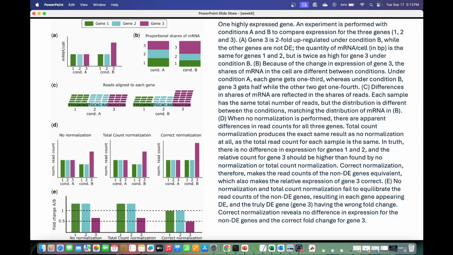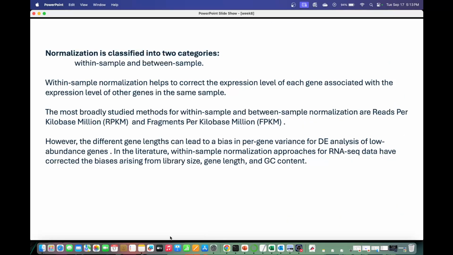So these are the things that you need to keep in mind before doing differential expression analysis. Otherwise, you could get wrong results. Now, normalization can be classified into two categories. One is within sample and another is between sample.